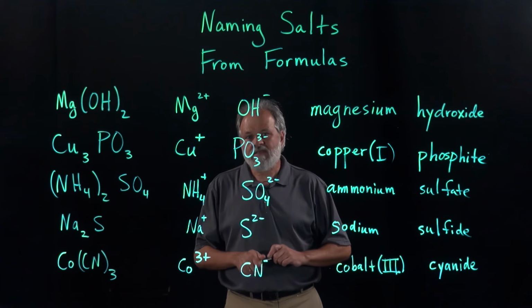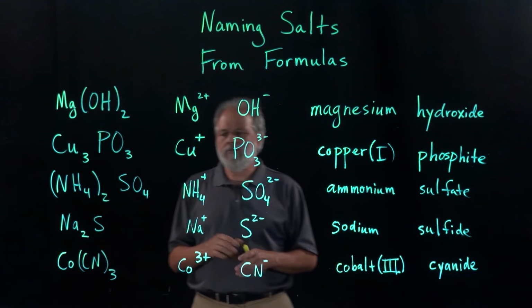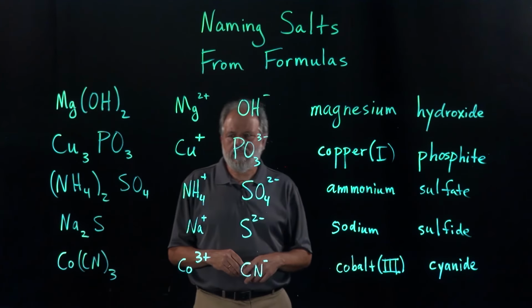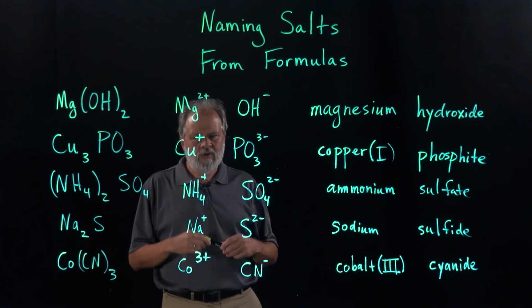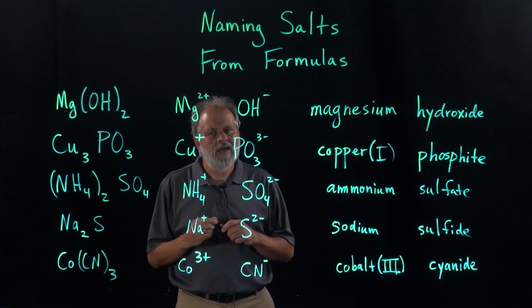All right, so that's how we figure out the names from the formulas, including what the charge is on some of the transition metals, where the metal cation can be one of several different oxidation states.